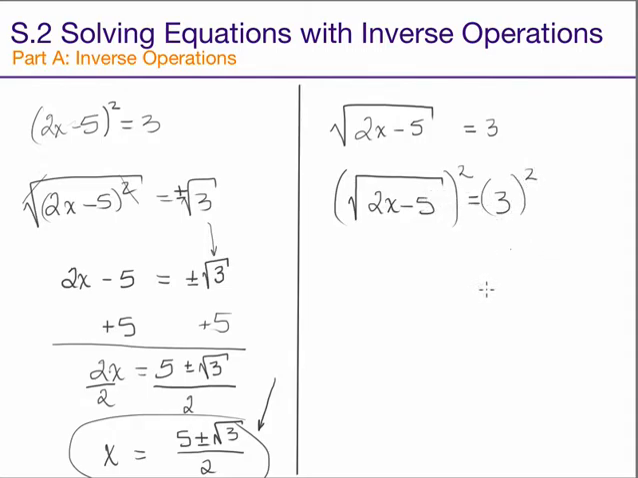Whatever I do to one side, I have to do to the other. On the left, I now just have 2x minus 5, because that's the thing that I unsquared and squared, or squared and unsquared. The 2x minus 5 is the thing I was operating on. On the right-hand side, I just have 9. I don't have to worry about plus or minus here because I'm squaring. Squaring any real number gives me a positive number. Now I can proceed as I might have done in a previous chapter.